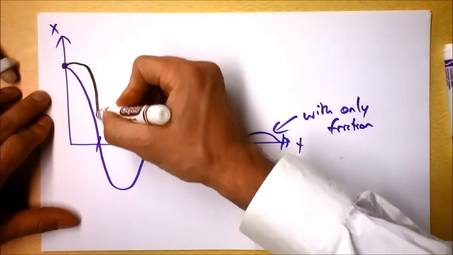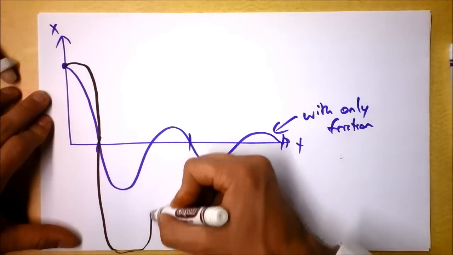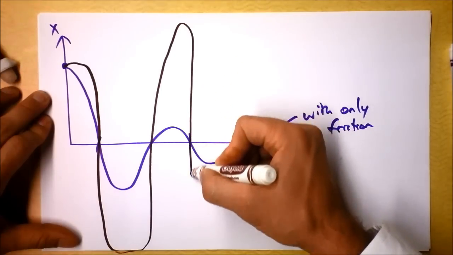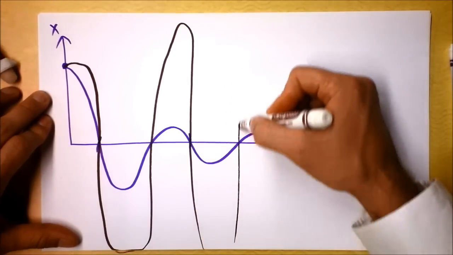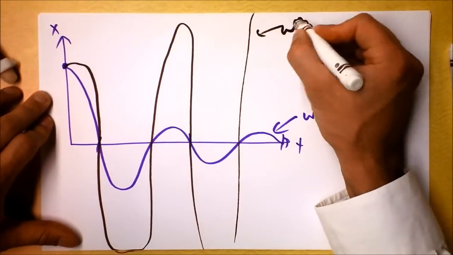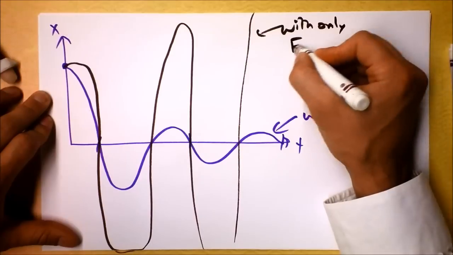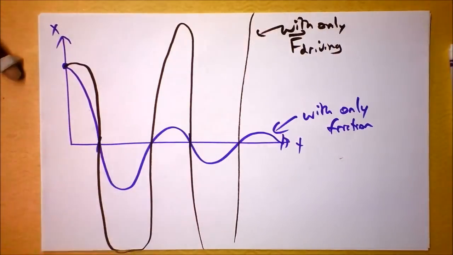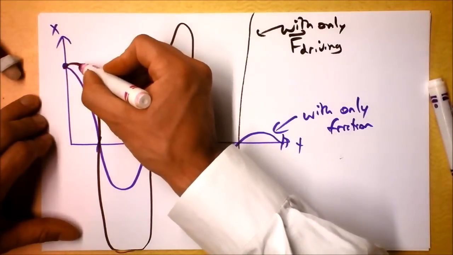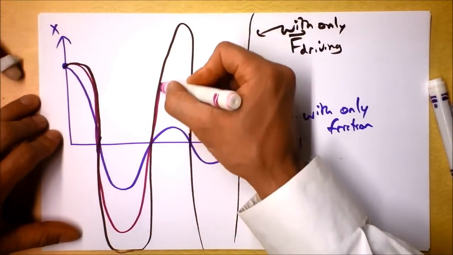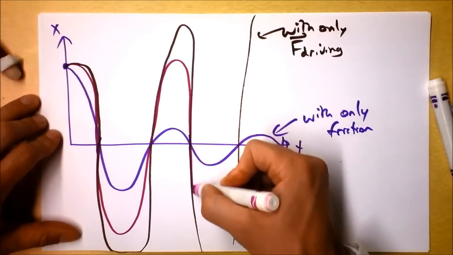And this, if we're pushing at the same driving frequency, we would get something like this. It would go like, and it'd get bigger and bigger and bigger, and we'd be off scale here. This would be with only the driving force. But together, we get this beautifully steady sine wave. I guess it's a cosine.